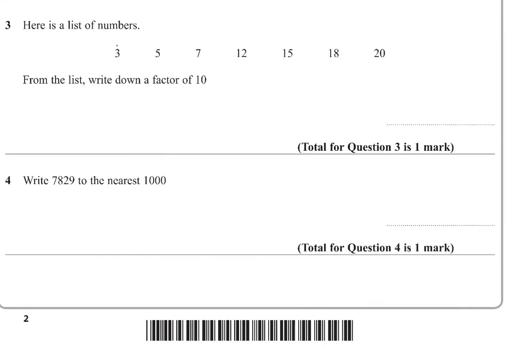Okay, question 3. Here is a list of numbers. From the list, write down a factor of 10. Now, the factors of 10 are numbers that divide into 10 without leaving a remainder. In fact, we'll just write them all down because it's good practice. I like to write them in pairs, pairs of numbers that multiply to give 10. So we've got 1 and 10, 2 and 5, and in fact, they are the only ones. So let's just choose 5.